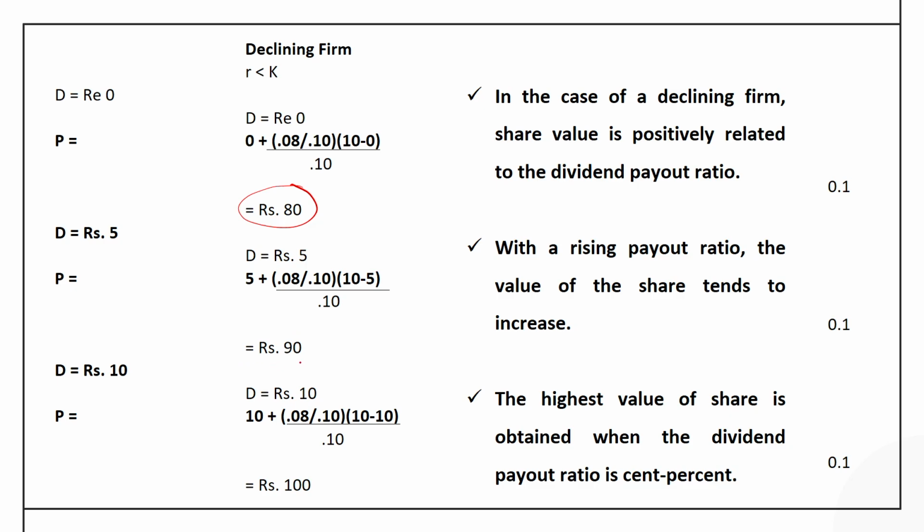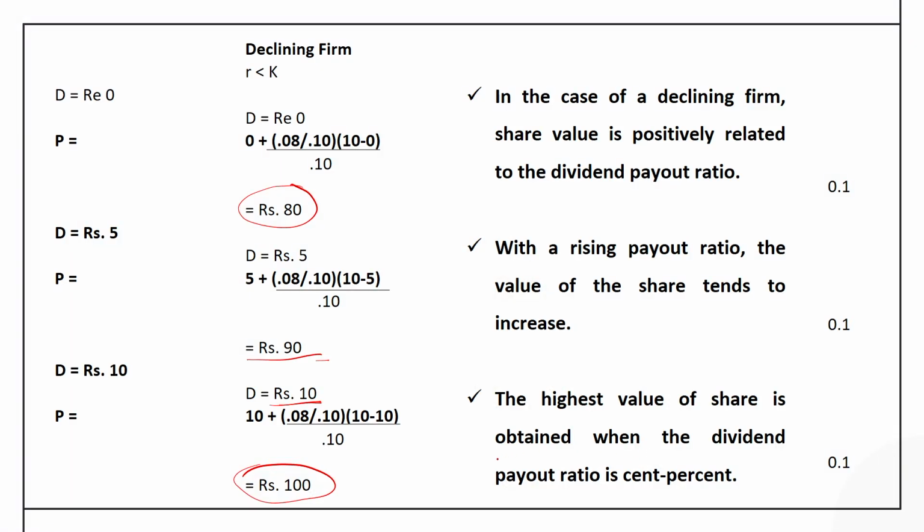It is rupees 90 when the dividend is merely 50%, but when the dividend is rupees 10, that is 100%, it is maximum and reaches rupees 100. Now, the principle behind this increase in the valuation of the firm lies in the fact that a declining firm is getting a return on investment of only 8%, where it has promised to pay 10% to its suppliers of funds.